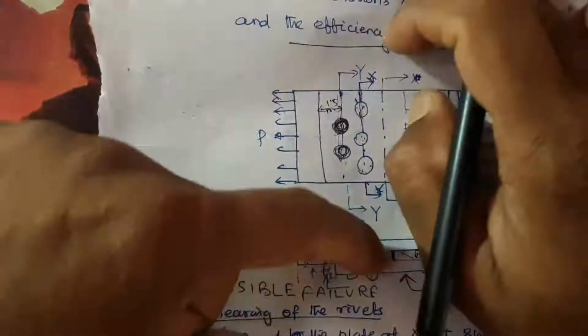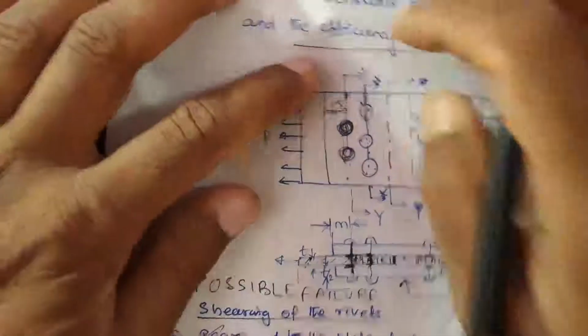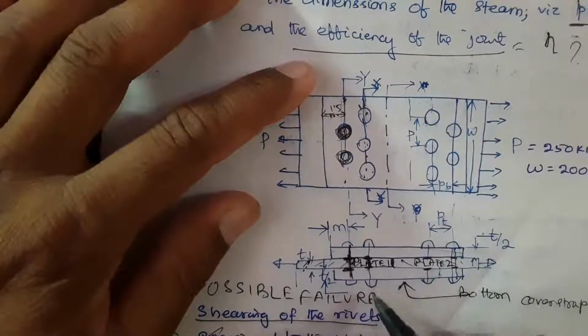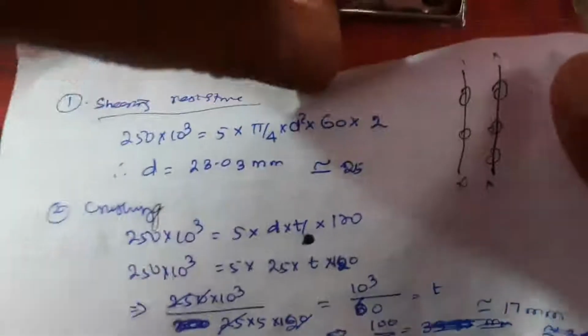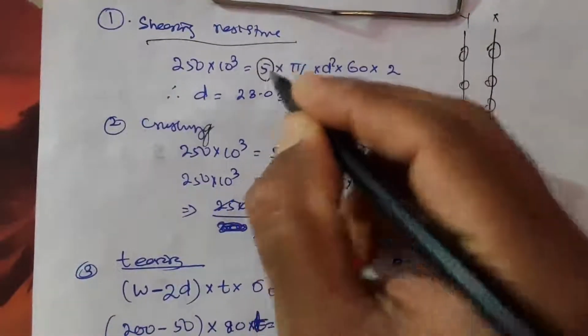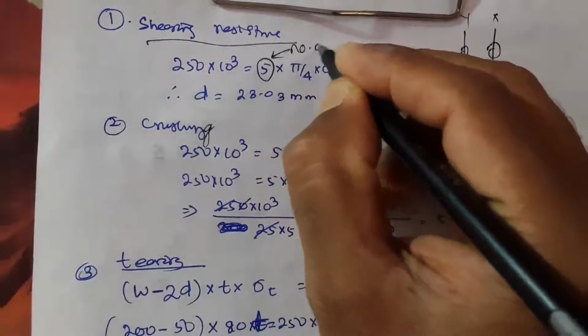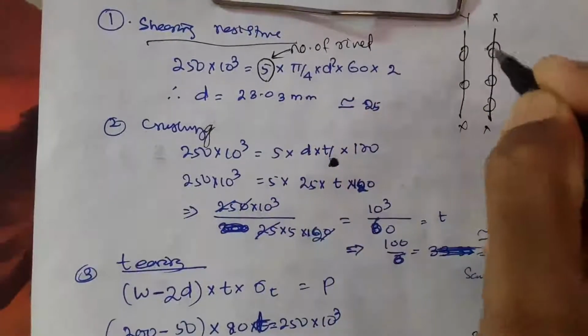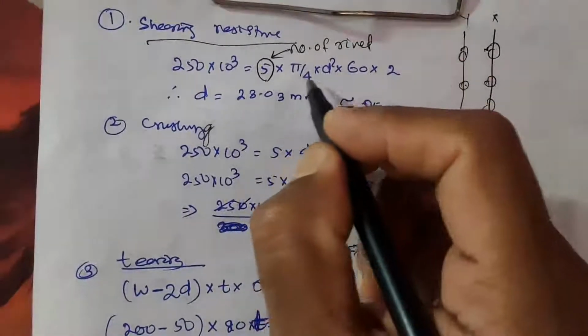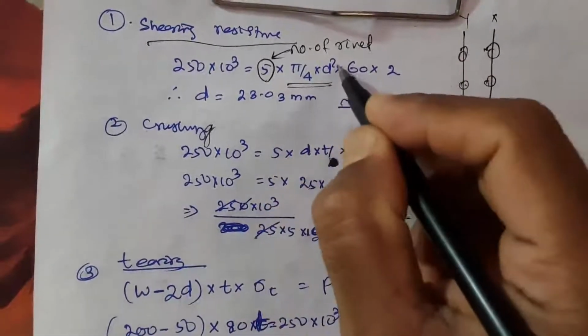For the plate to come out from the joint, the rivet has to shear at this location and this location, the interfaces of the cover straps. Only then will the complete failure by shearing of the tail take place. So there are 5 rivets: 1, 2, 3, 4, 5, and the area of cross section will be pi by 4 d square into the shearing.